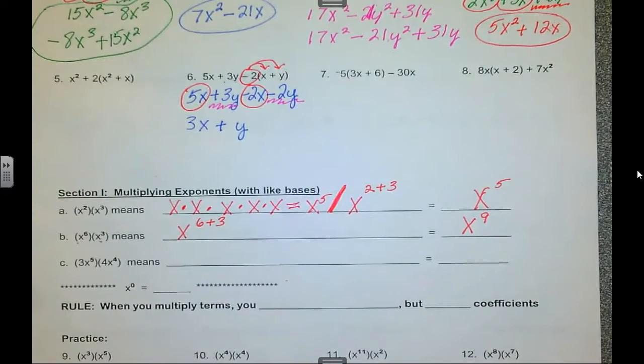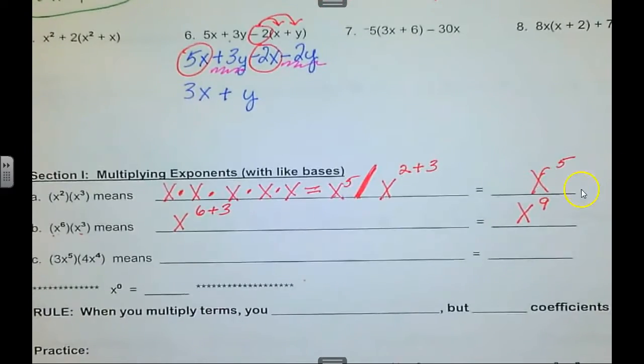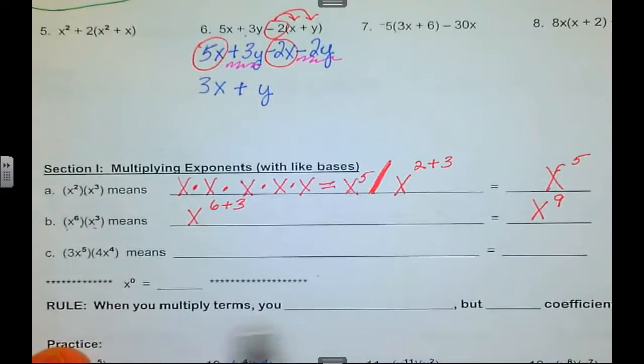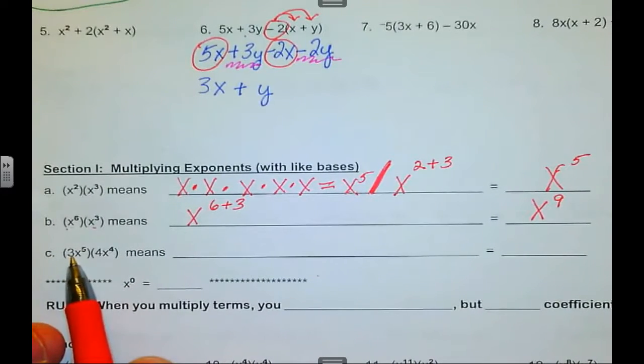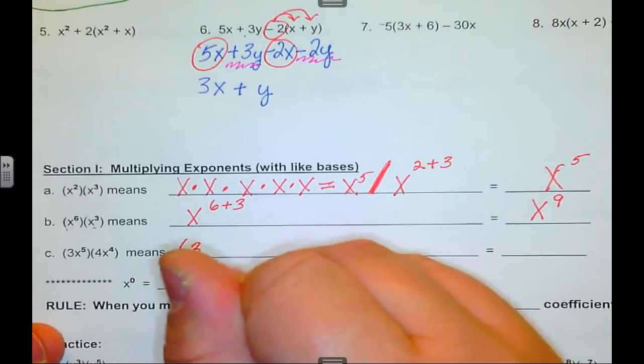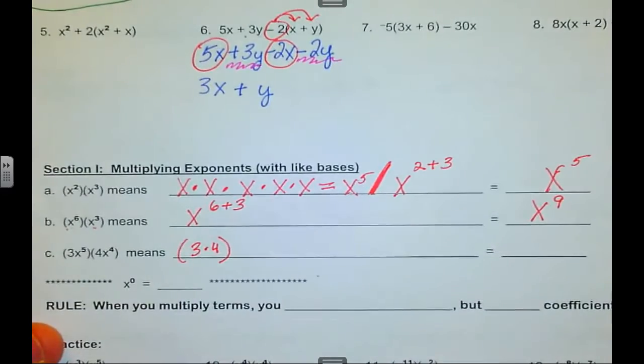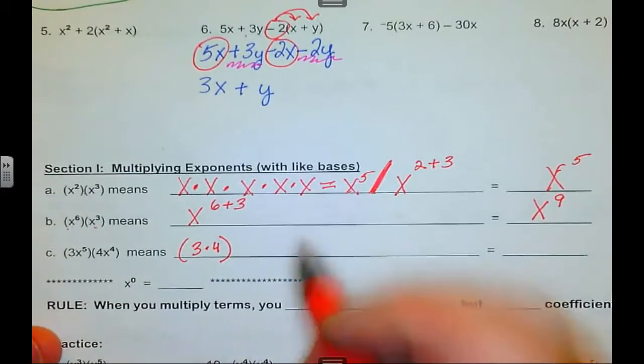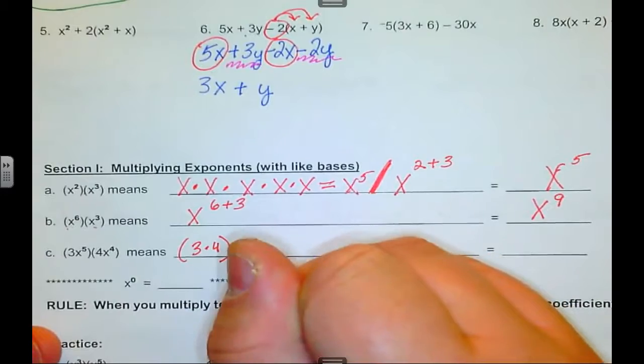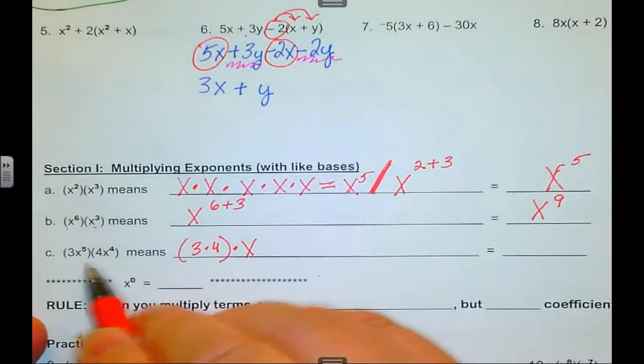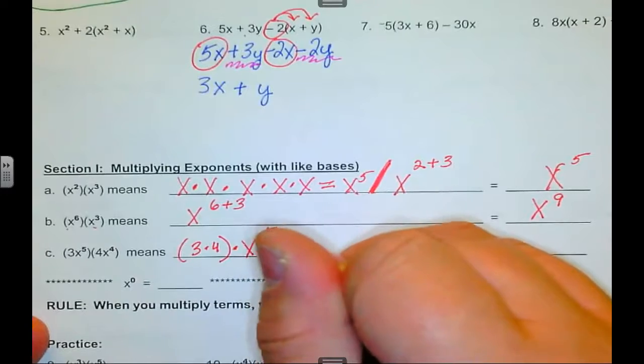Okay, now, when I have a coefficient with the x, I always have a coefficient with the x, or any variable. It's just that when it's 1, we don't write it down. Here it's something other than 1. Actually, I should blow this up a little bit. Okay, here my coefficient is 3, and here my coefficient is 4. Now those, I'm going to multiply together. I'm going to multiply the coefficients, and then I'm going to multiply that by x to the 5 plus 4.